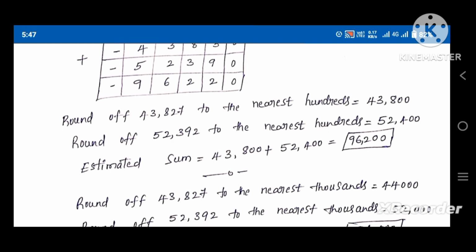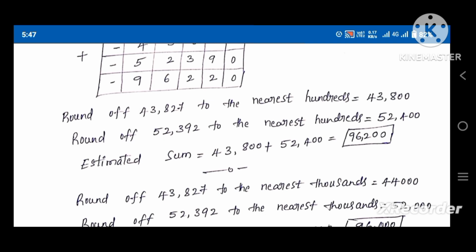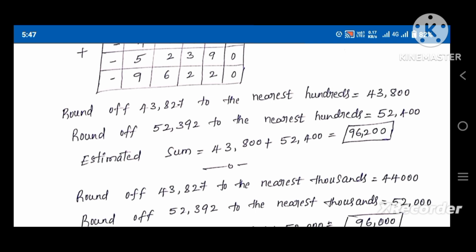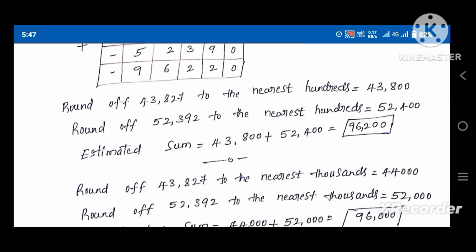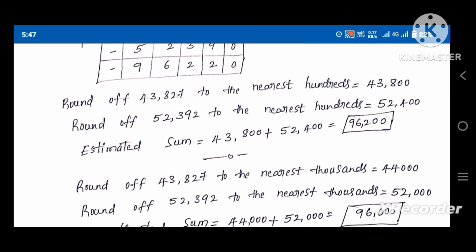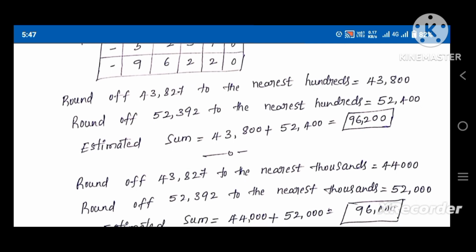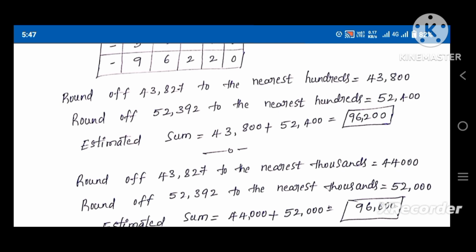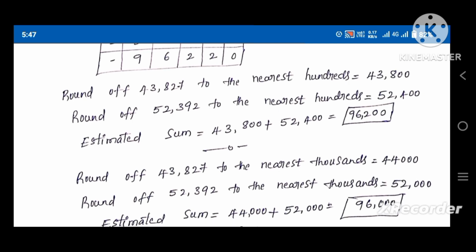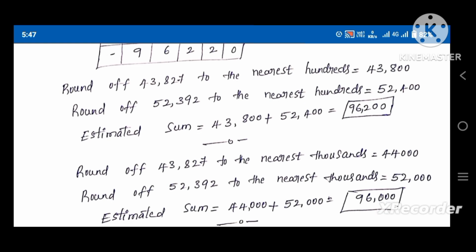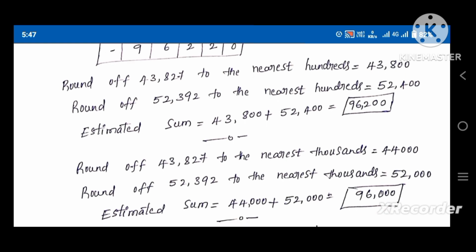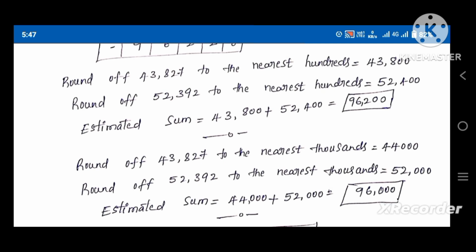Round off 43,827 to the nearest hundreds is equal to 43,800. Round off 52,392 to the nearest hundreds is equal to 52,400. Estimated sum is equal to 43,800 plus 52,400 is equal to 96,200.